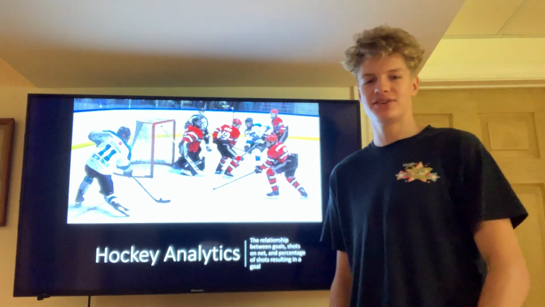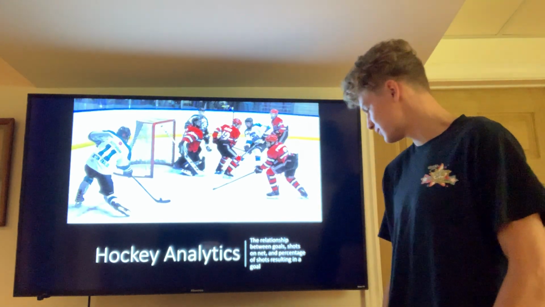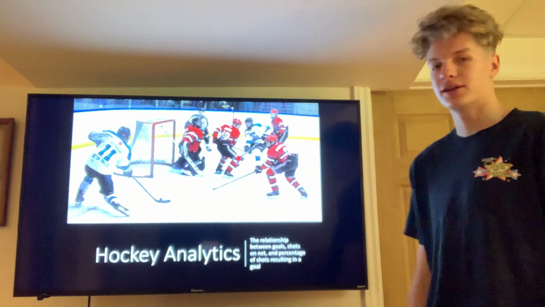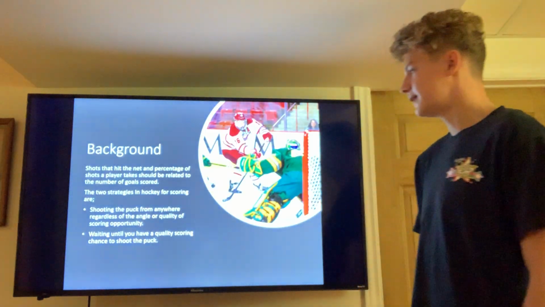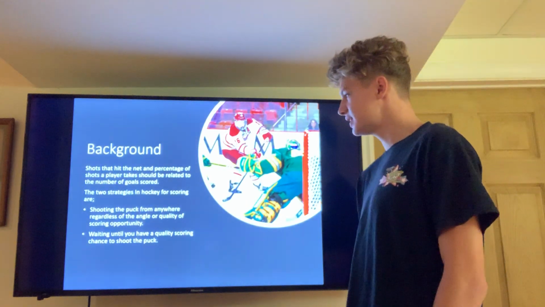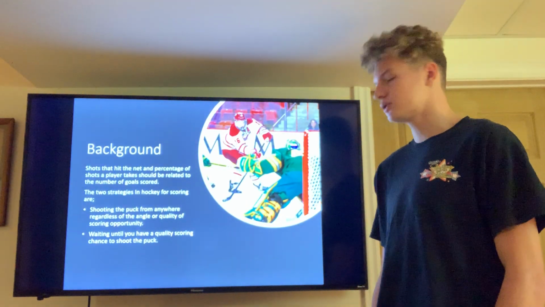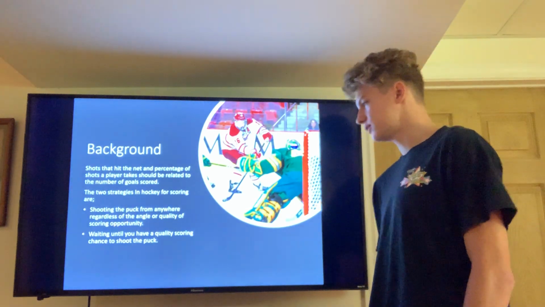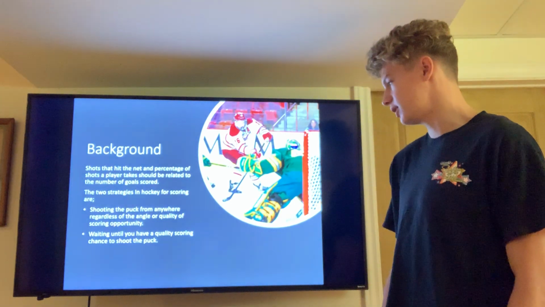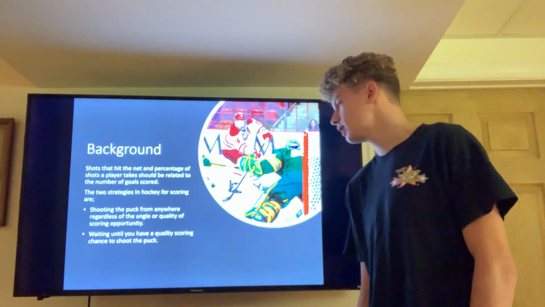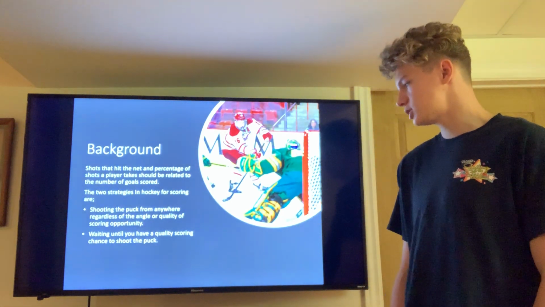Okay, so I did my project on hockey analytics, the relationship between goals, shots on net, and percentage of shots resulting in a goal. Background: shots that hit the net and the percentage of shots a player takes should be related to the number of goals scored. The two strategies in hockey for scoring are shooting the puck from wherever, regardless of the angle or quality of scoring opportunity, and waiting until you have a quality scoring chance to shoot the puck.